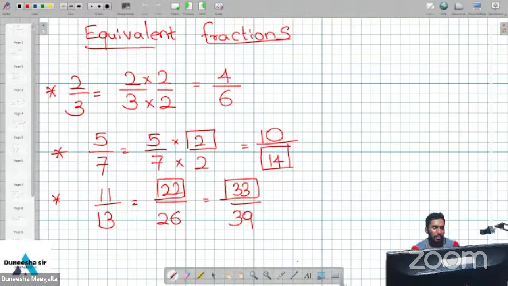You have to multiply both the numerator and denominator by 5.